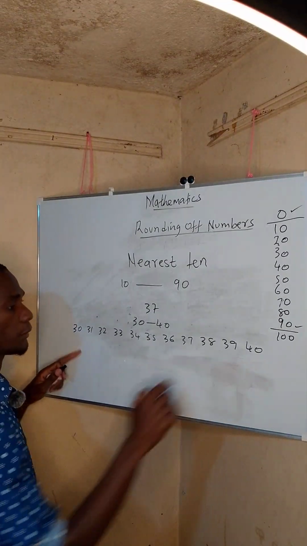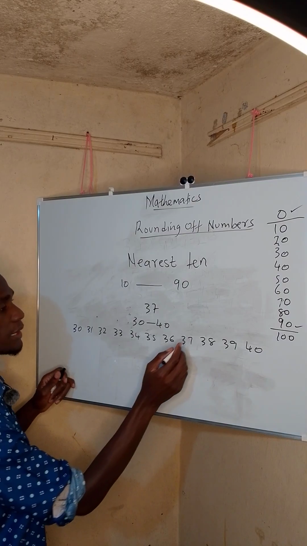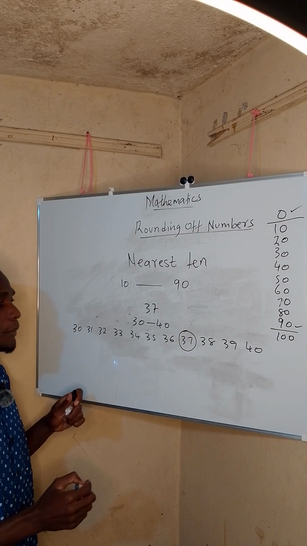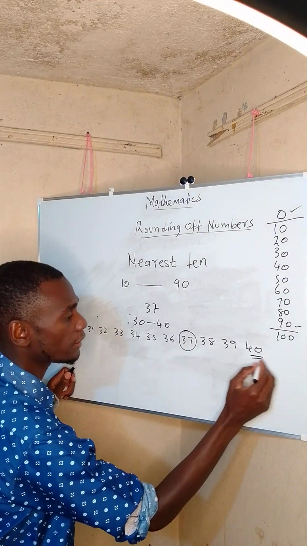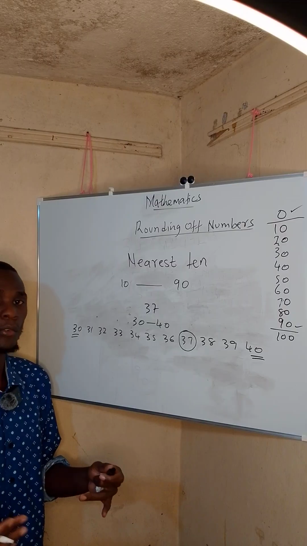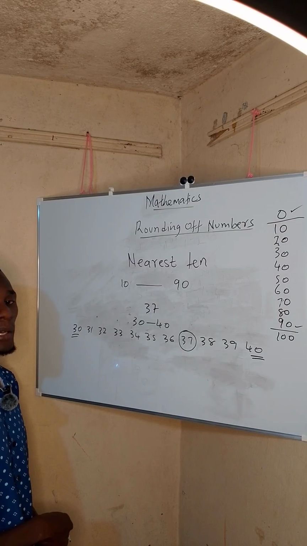Once we have that, we identify that number 37 where it is, and it is here. Once you have highlighted it, this is the end and this is the end. So those two ends always give us the answer of rounding off. So 37 is there. So we look at the number of steps again.